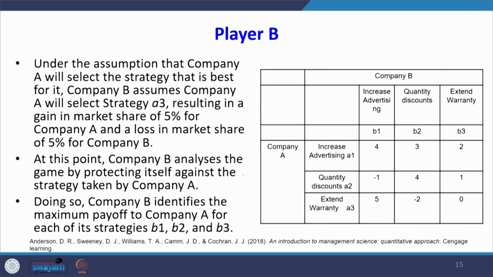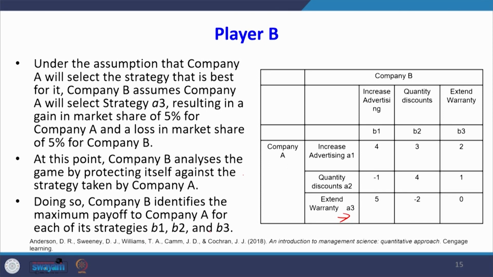This is the loss. Under the assumption that company A will select the strategy that is best for it, company B assumes company A will select A3, resulting in a gain in market share of 5% for company A and a loss in market share of 5% for company B. So, at this point company B analyzes the game by protecting itself against the strategy taken by company A. Doing so, company B identifies the maximum payoff to company A for each of its strategies.